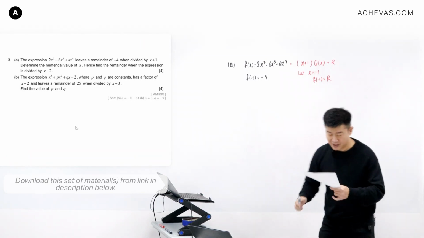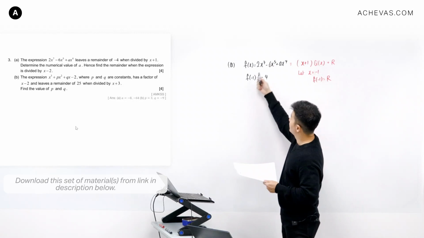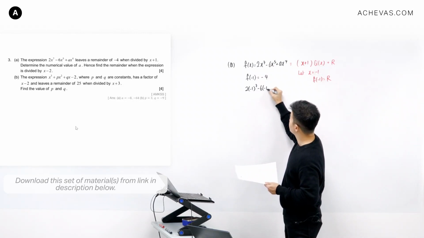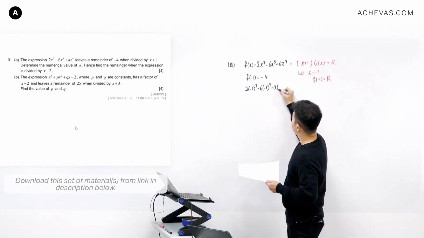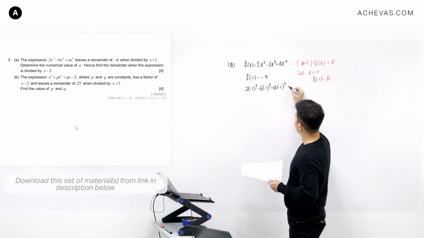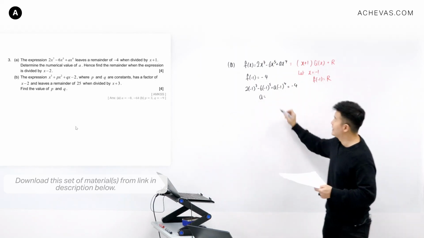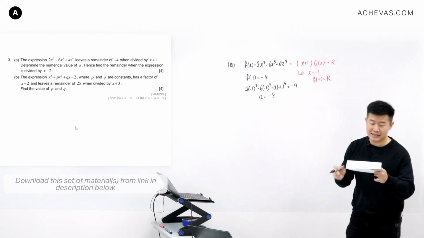So if I were to apply the remainder theorem, f of minus 1 will be 2 times minus 1 to the power 7, minus 6 times minus 1 to the power 5, plus a times minus 1 to the power 4. This is equal to minus 4. This will help me to solve for a. A in this case is equal to minus 8.